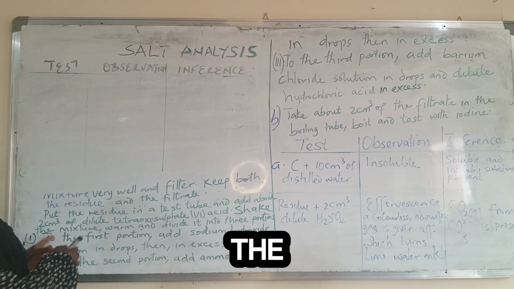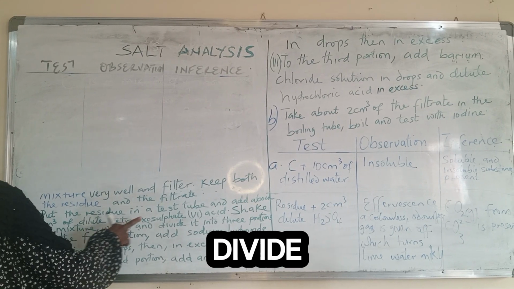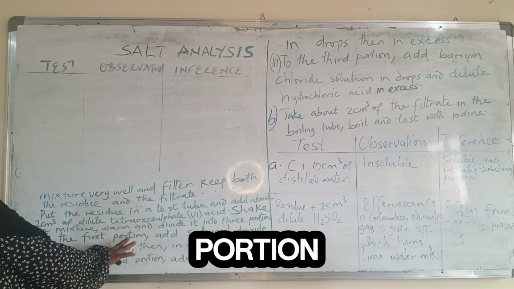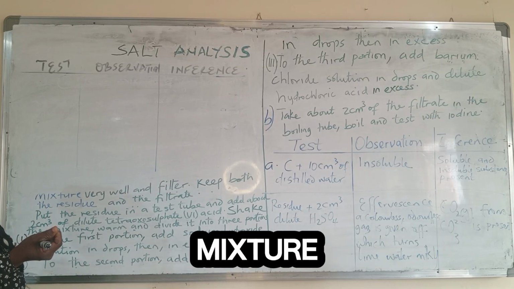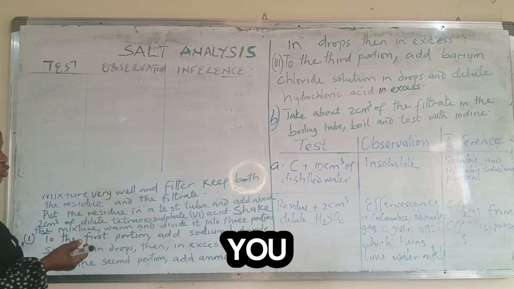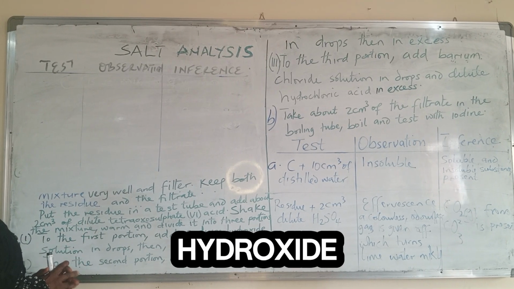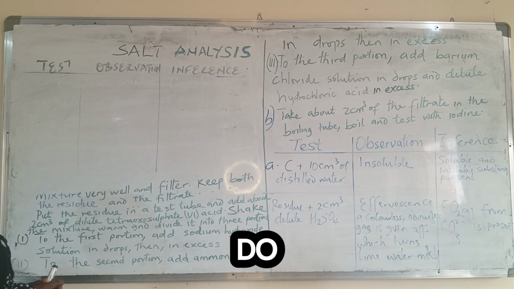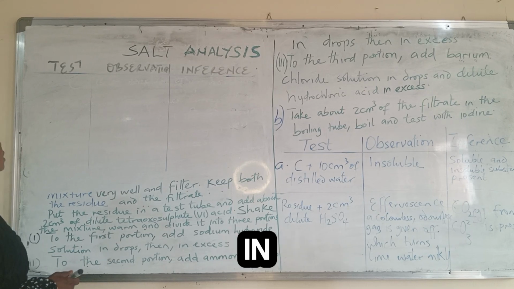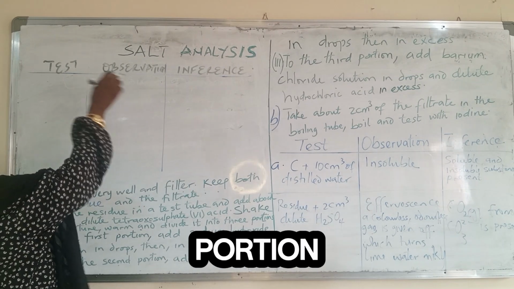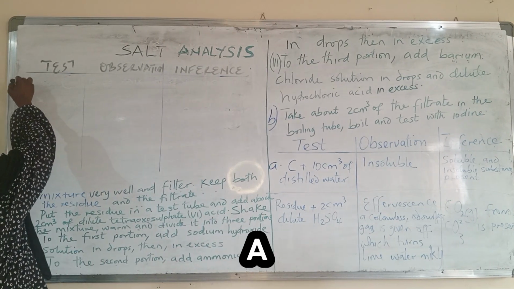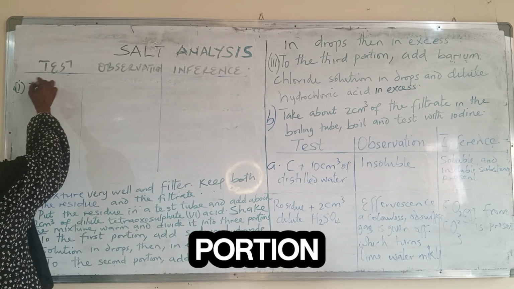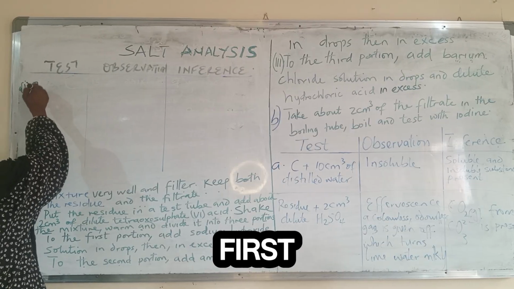Now, the question says you should divide the mixture into 3 portions. So the first portion of your mixture, the one you have added H2SO4 to, you should add sodium hydroxide solution in drops, then in excess. Now, to the first portion, you have Roman numeral 1, the first portion.